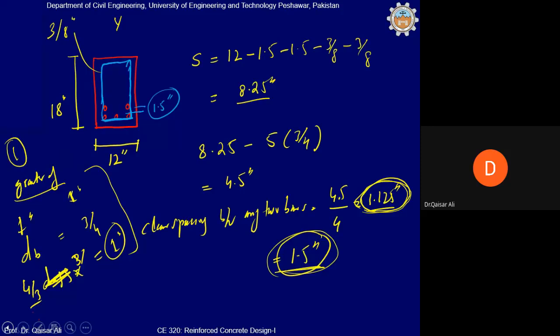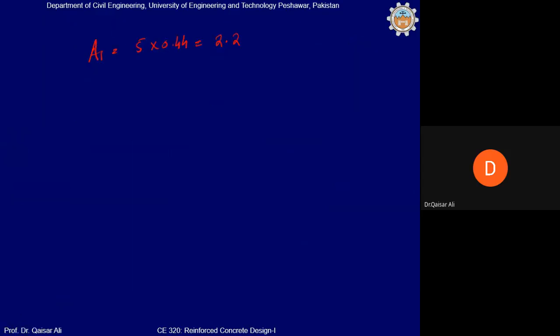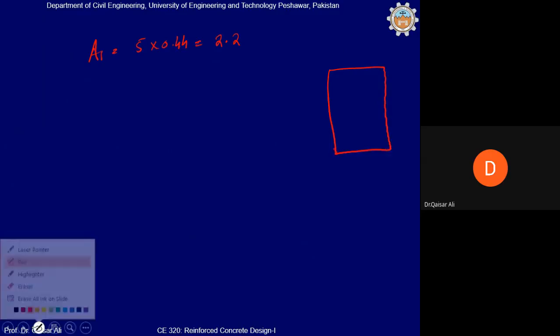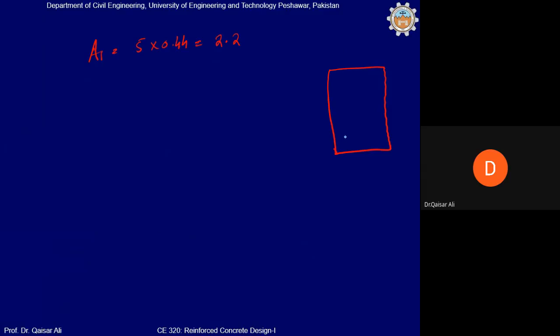And now, based on this, on the provided reinforcement, you will calculate the actual effective depth. Okay. So how to calculate the actual effective depth? Now I am not showing the stirrups for clarity. So you can calculate the actual effective depth.